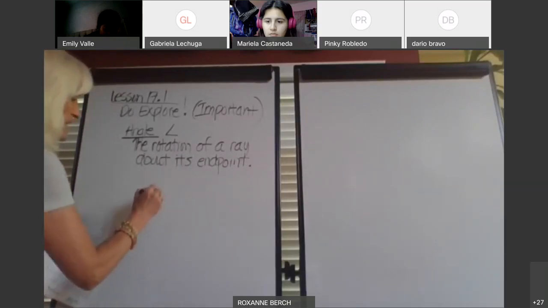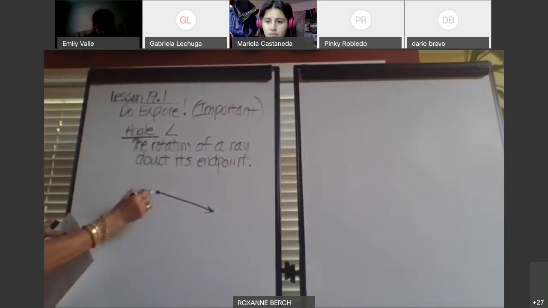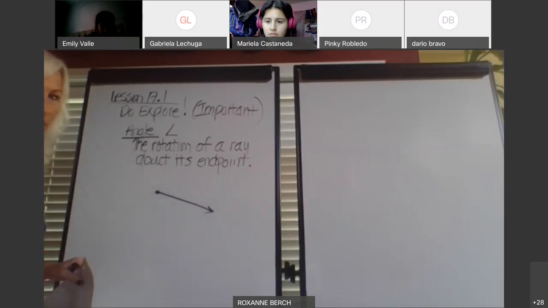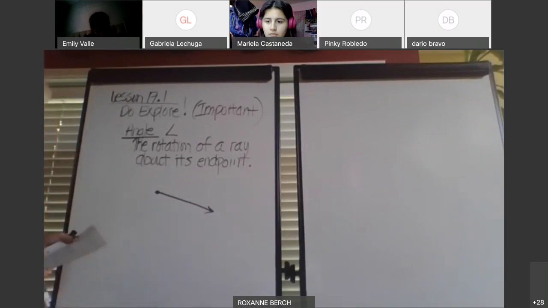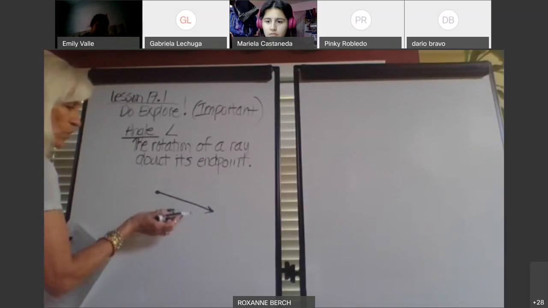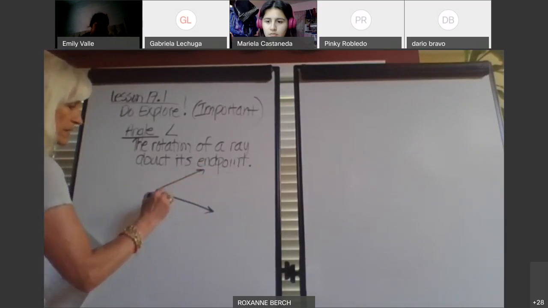So I'll show you an example of this from geometry and elementary math. They've been talking about this for a while. A ray is part of a line. It ends on one end and it extends forever in another direction. So that would be a ray. And then when you rotate the ray, I'm going to rotate it and end up with the ray being over here.